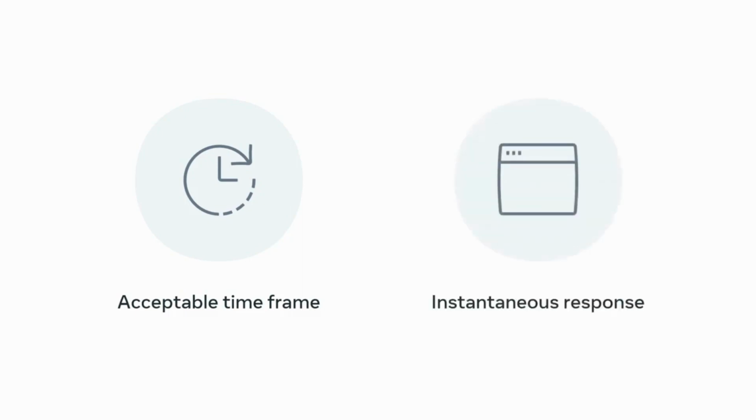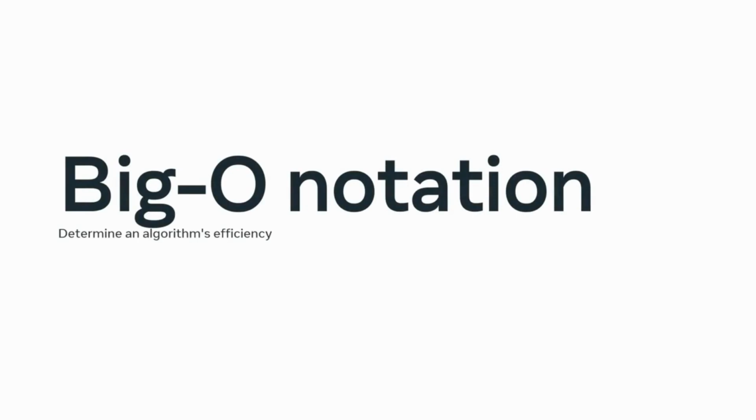An application must return information within an acceptable time frame. These days, people expect an instantaneous response when clicking on a website. There might, however, be some extra scope afforded to more complex queries depending on the user's needs and expectations. Big O notation is a metric for determining an algorithm's efficiency. Put simply, it gives an estimate of how long it takes your code to run on different sets of inputs.